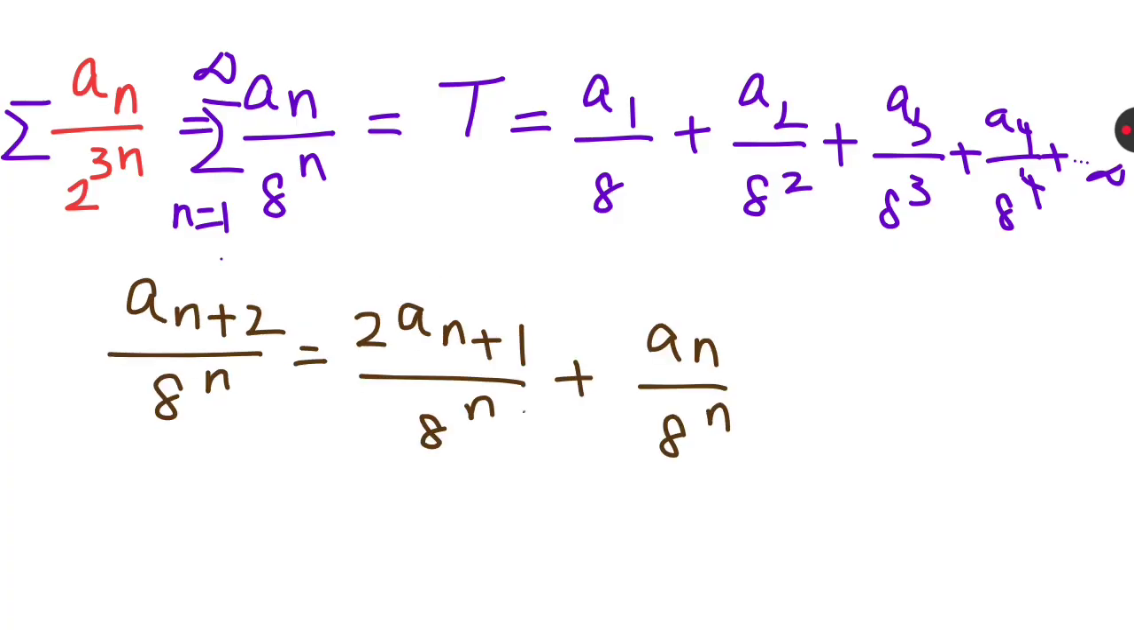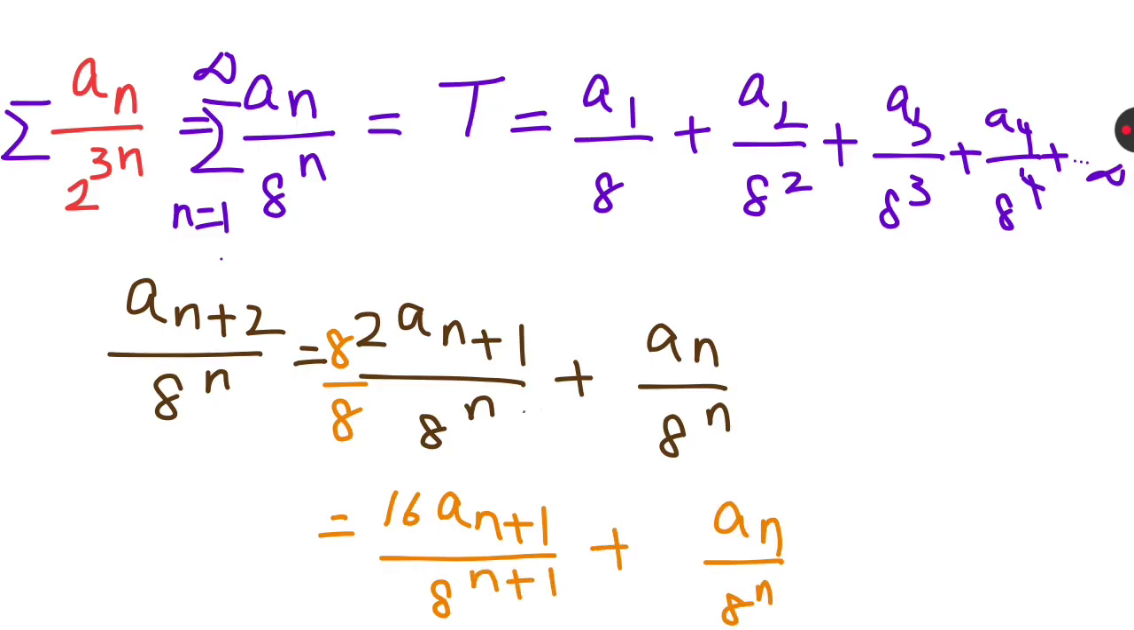Observe the series. Here we have an and here we have 8 raised to the power of n. Here we have a(n+1) and here we have only n in the denominator. So to make it n plus 1, we multiply and divide by 8, and then we get 16a(n+1) over 8 raised to the power of n plus 1, isn't it?